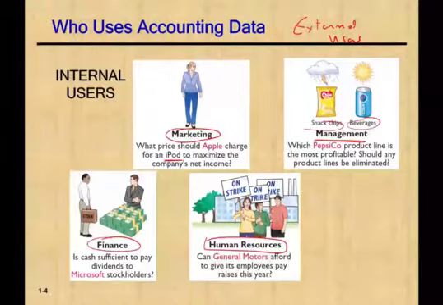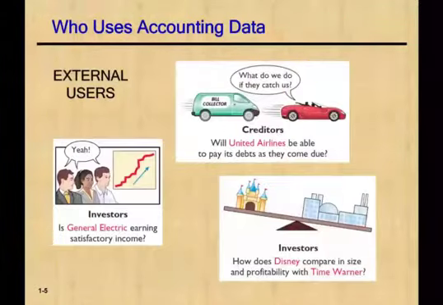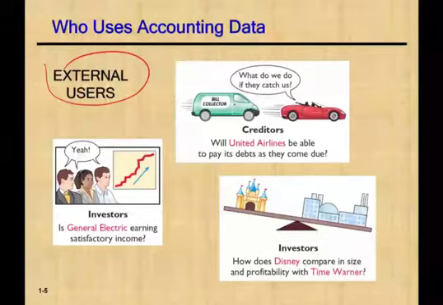So the information that we provide to the internal users, those are considered internal users. They use the information for internal decisions. Now we also have external users. Anyone outside the company is external to the company, and you could have all sorts of users outside the company.